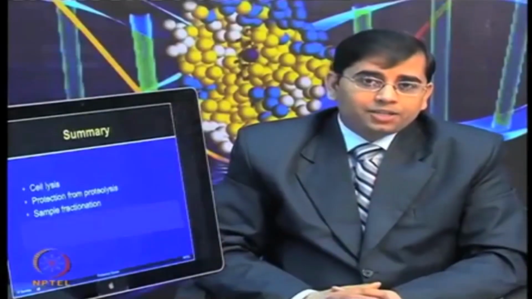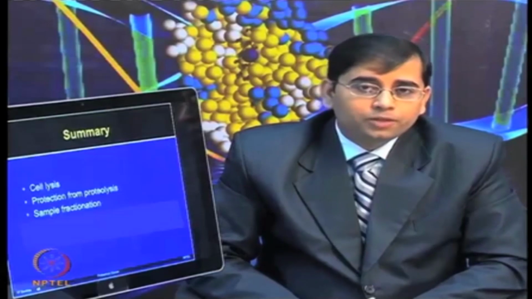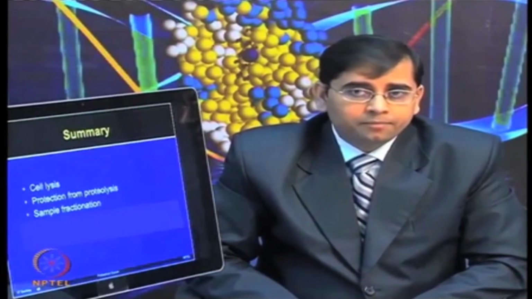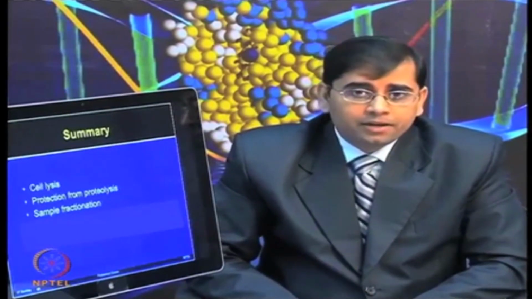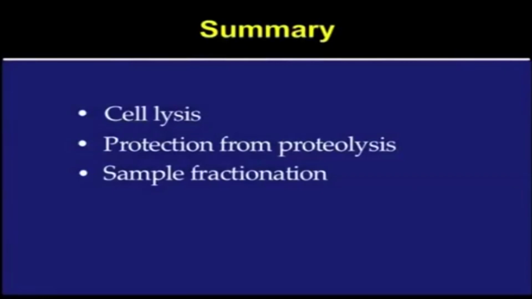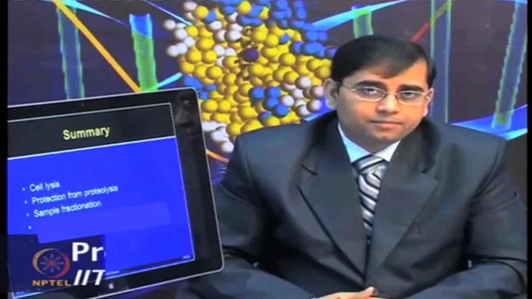So, we will continue our discussion on how to perform protein extraction and proteome analysis of serum and different types of biological samples in the next lecture. But in summary, today you have learnt how to perform cell lysis, how to protect the proteins from proteolysis by adding various types of protease inhibitors, and sample fractionation methods. We will continue our lecture in the next class on serum proteome analysis, followed by bacterial and plant protein and proteome analysis. Thank you.